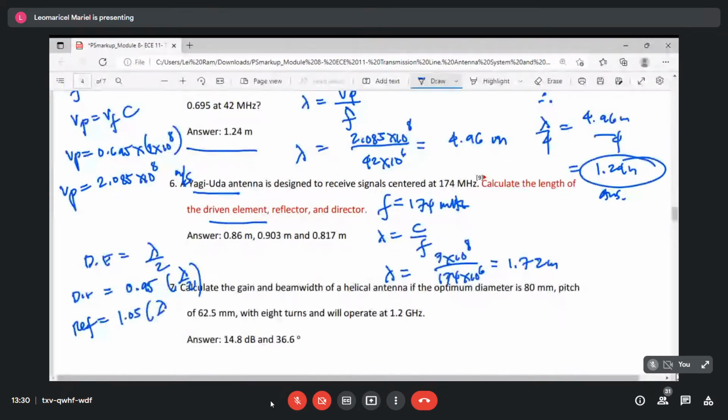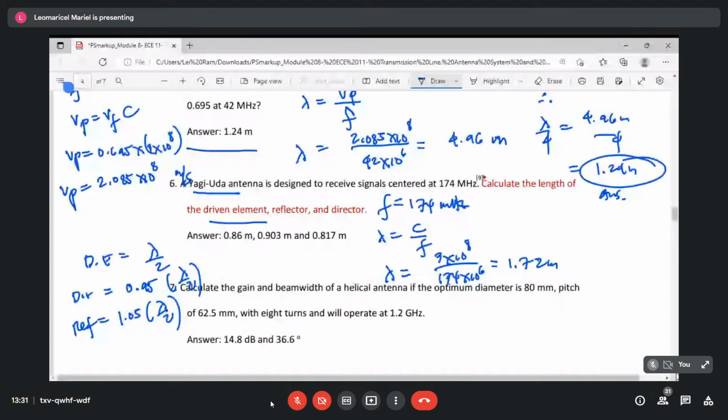Okay? So, binigay ba yung sinasabing end effect? Hindi naman. Normal lang ang computation mo. Eh paano kung may end effect sa calculation? Consider mo end effect, multiply mo pa siya sa answer. Lambda mo, that is 1.72. So therefore, the driven element mo will be equals to 1.72 meters divide mo lang ito sa 2. Ilan? 0.86 meters. So that will be your answer.